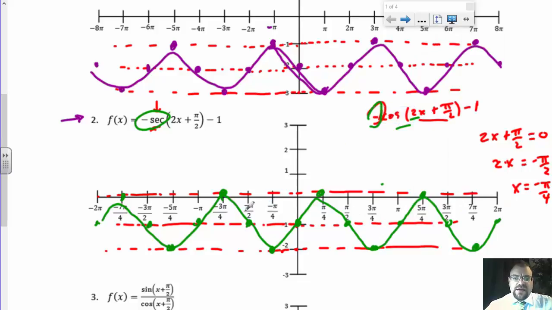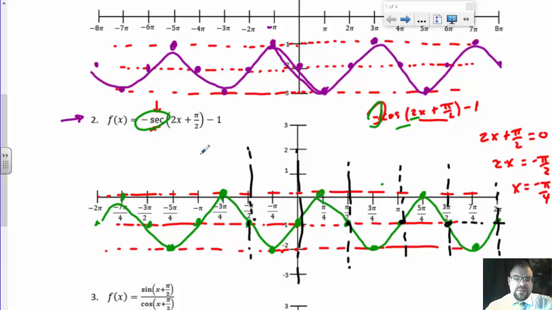But I know that secant has asymptotes wherever cosine will hit this middle line right here. So these are the locations of asymptotes for the secant graph. Okay, we've discussed this several times in class. Secant graph right here. Asymptote, asymptote, here, and here.